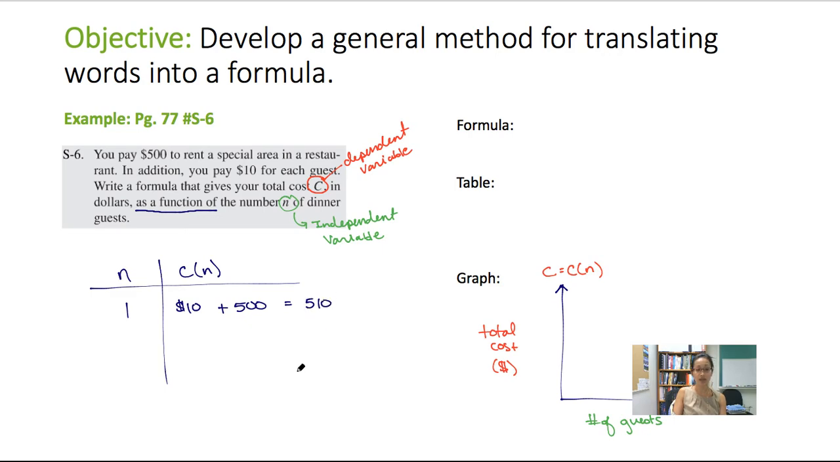Now, what if we were to invite two guests? How would we calculate the total cost?